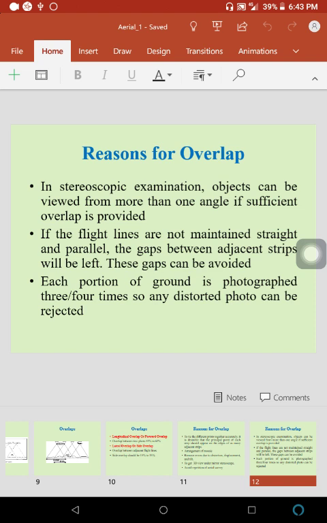Then the overlap is also necessary so that each portion of the ground is photographed 3 or 4 times, so any distorted photo can be rejected. That means if one of the photos is not clear, or the photo gets distorted, maybe due to the lens position, maybe due to relief displacement, maybe due to any other reason, then that photo can be excluded from the study.